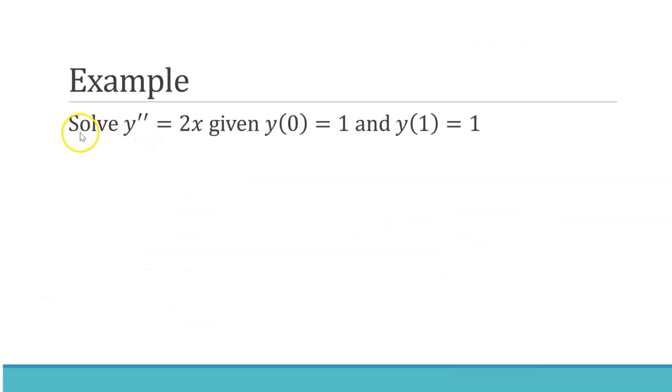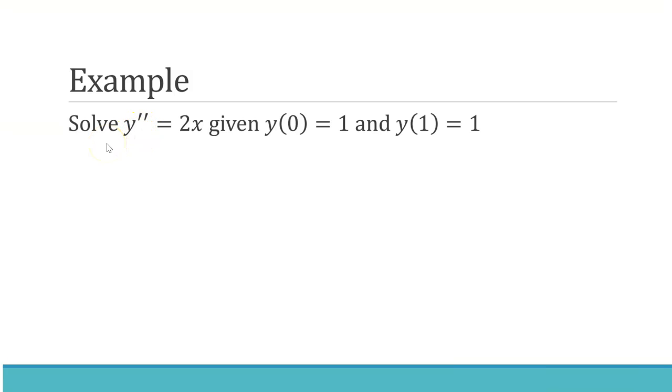In this next example, I want to solve y double prime equals 2x, given y of 0 equals 1 and y of 1 equals 1. So I do have a differential equation. I have an equation that basically involves a derivative, this time a second derivative. But I'm always in search of y, the original function. So to get from y double prime to y, I'm going to have to take the general antiderivative twice.